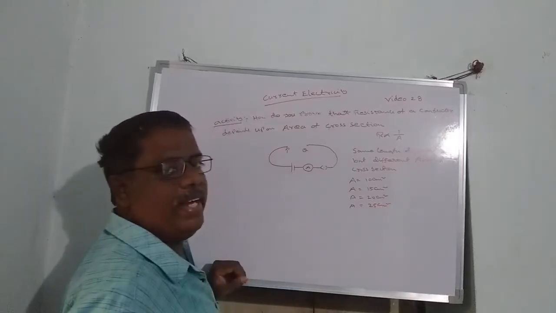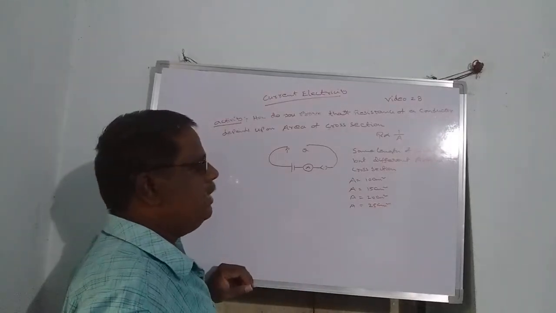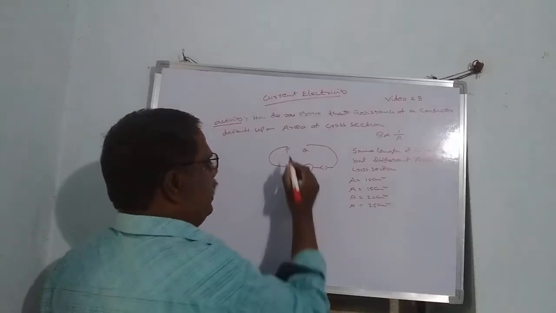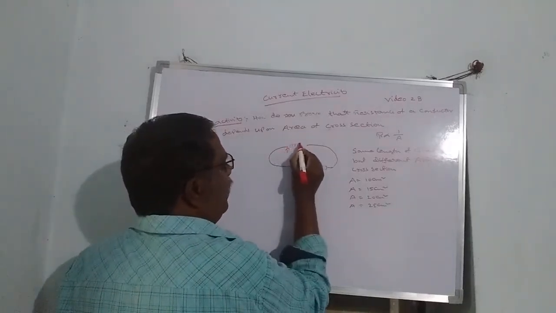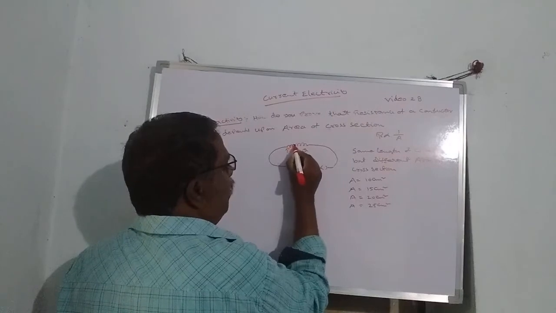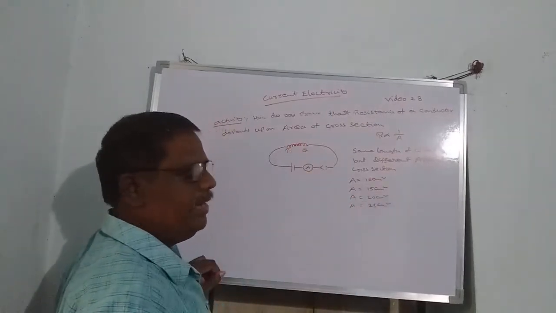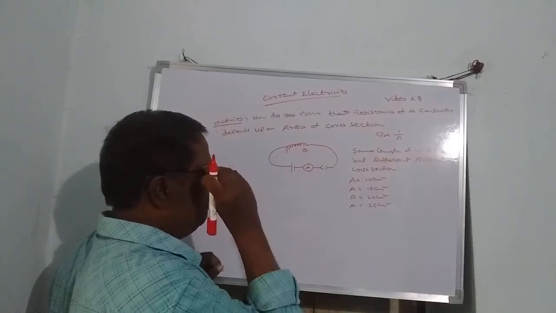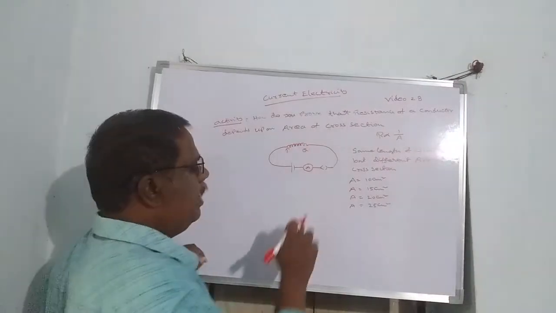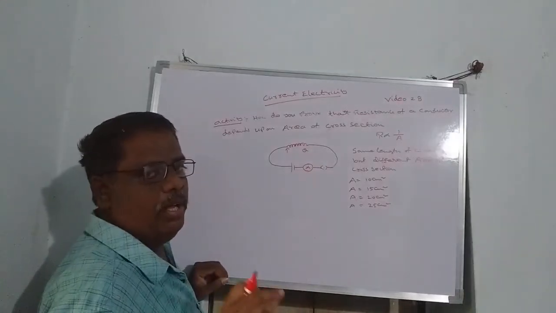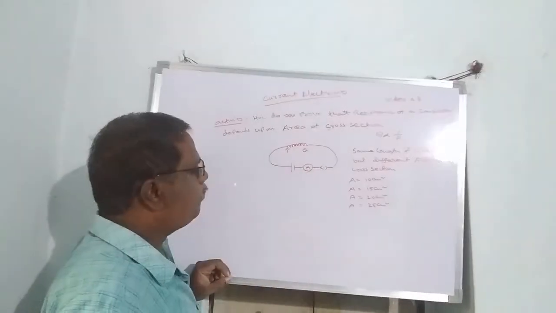Taking conductors, manganese wires, of different area but the same length, initially we connect a manganese wire of area of cross section 10 centimeter square. Connect that wire between the points P and Q, press the key, measure the ammeter reading and note down the ammeter reading in your notebook.